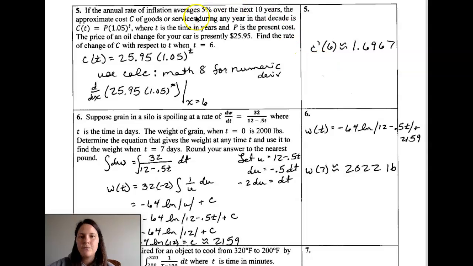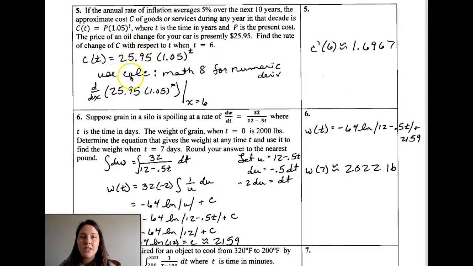Example 5. This one is asking for, if you look at the very last sentence, find the rate of change. So as we all know, rate of change means derivative. So we're finding the derivative of this function given a present value for the oil change of $29.95. So I subbed that in for P.